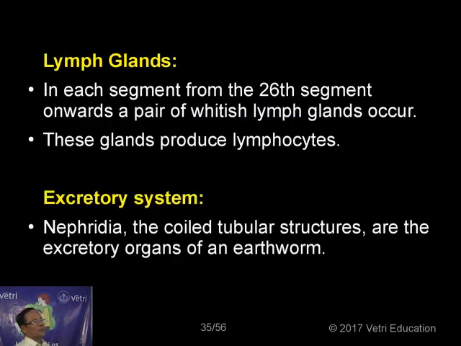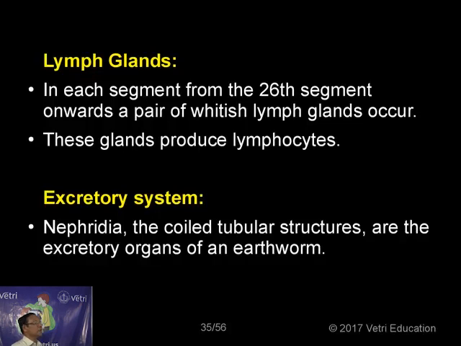Then the excretory system. So the animal is excreting waste product in the form of urea. So earthworm is a ureotelic animal. Earthworm is a ureotelic animal concerned with the excretion of urea. So this is one question. The waste product of earthworm is urea. Hence earthworm is called a ureotelic animal.